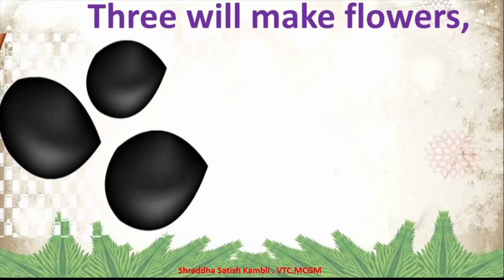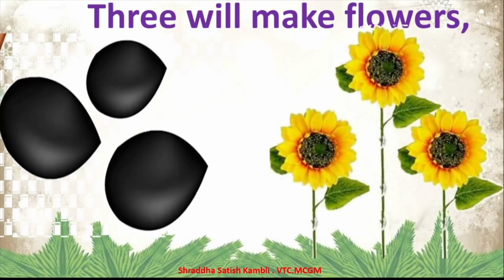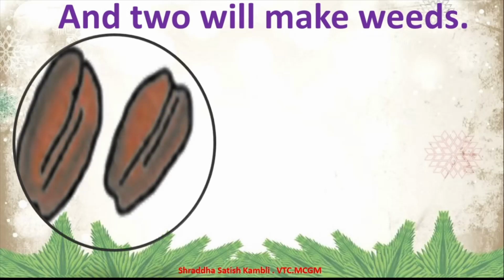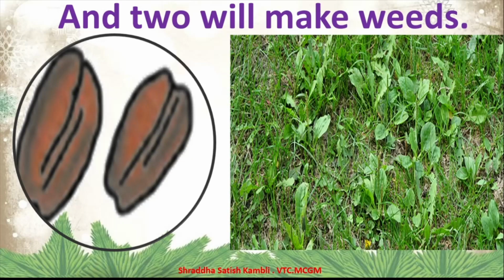Then, 3 will make flowers. So out of these 5 seeds, 3 seeds will make what? They will make flowers. So see, 3 seeds becoming plants which will give flowers. So 3 will make flowers and 2 will make weeds. So out of the 5, 3 are becoming flowers and 2 are becoming weeds. See, these are weeds. Can you see? The grass and the other kind of small plants which grow along with the other big plants.